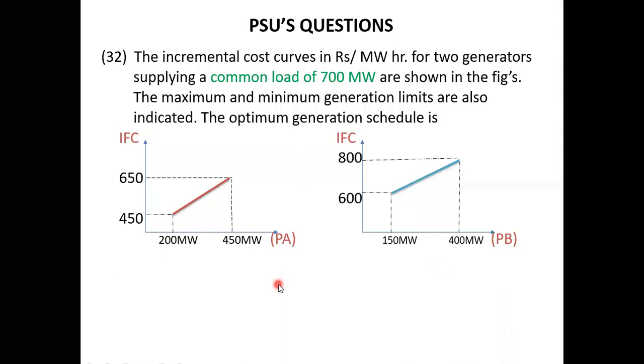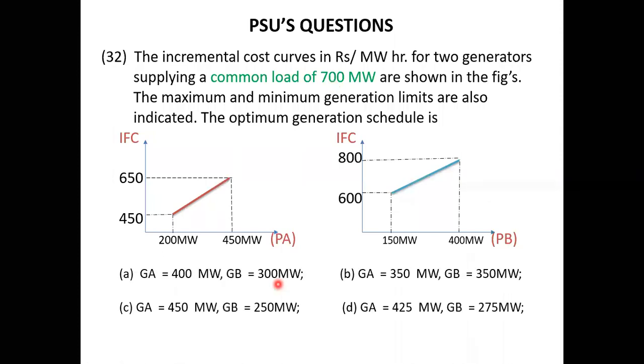So I'm providing some options for you, and observe these options and drop your response in our chat box. We have understood theoretically what is there in these two characteristics, so apply that common sense and tell me the answer. Yes, some people are giving that the answer is option C. That is GA equals 450 megawatts and GB equals 250 megawatts. Is it right, everybody? Yes, so many people are giving the same answer, option C.